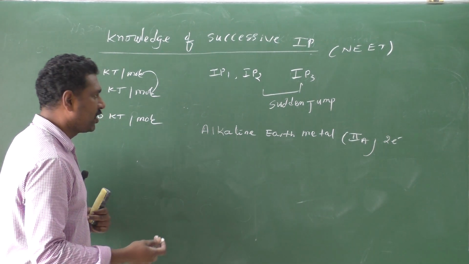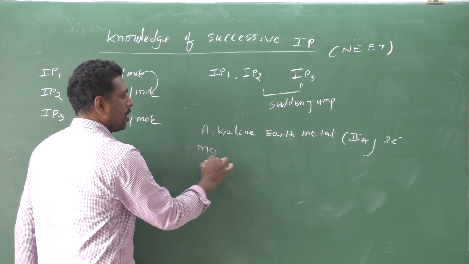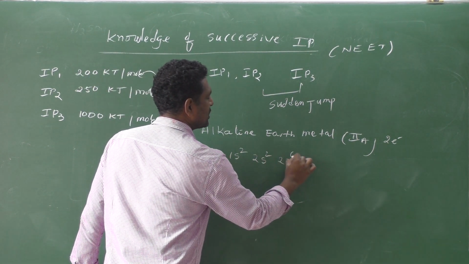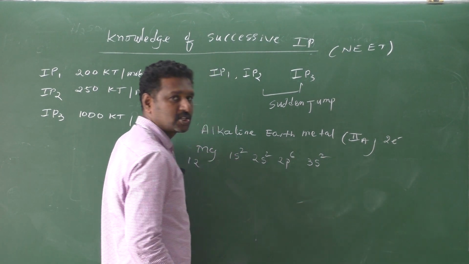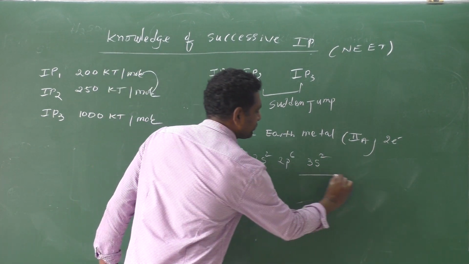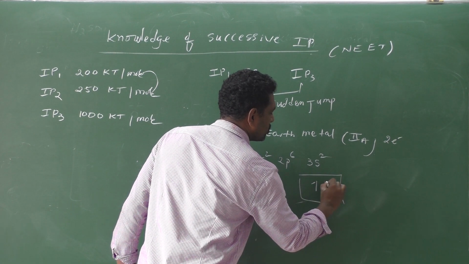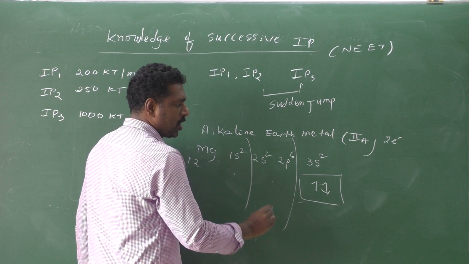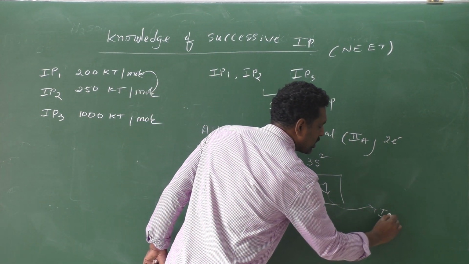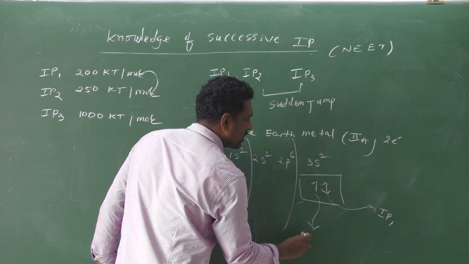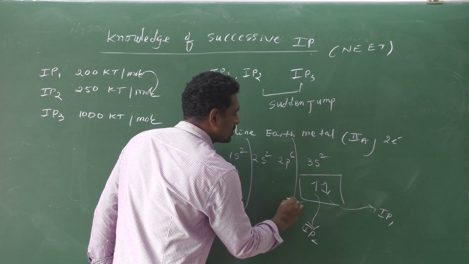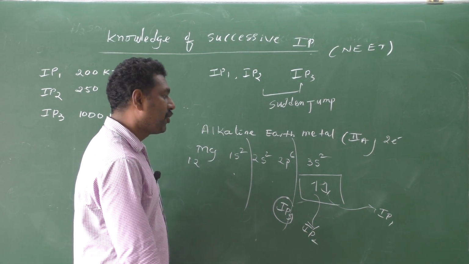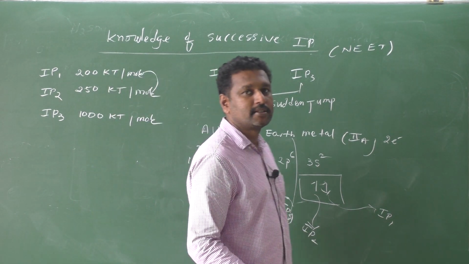Any second A group element we can take, for example magnesium. Magnesium is 12: 1s2, 2s2, 2p6, 3s2. Here 3s2, so 2 electrons are there in the valence shell. The energy required to remove the first electron is IP1, the next is IP2, and the next is IP3.